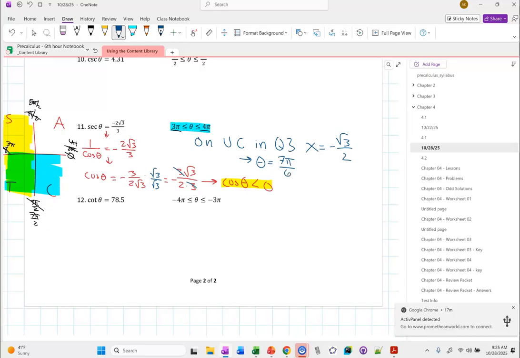But there's one little problem still left here. 7 pi over 6, that's like 1 1/6, right? 7 over 6. Is that between 3 and 4? No. Oh. What do we do? 2 pi. Good. We're going to find an answer coterminal to that 7 pi over 6 that does lie between 3 and 4. So we're going to be either adding or subtracting 2 pi.